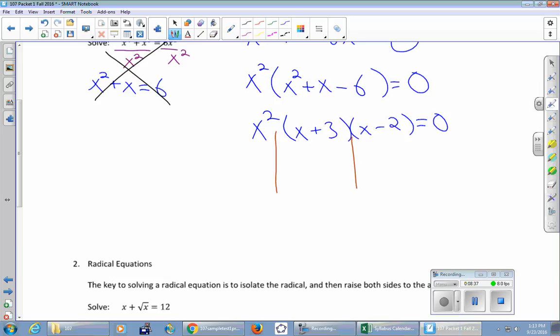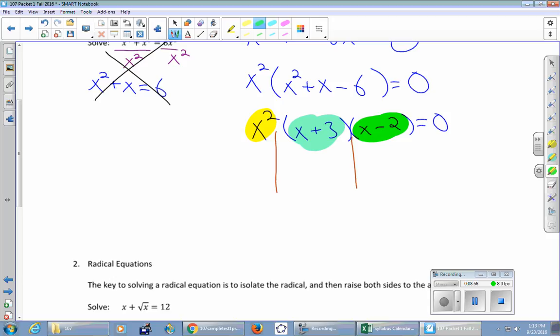Again, this is our zero product property. I am multiplying 3 things together, and I am getting 0. What must be true about one of those 3 things? One of them must be 0, right? And that's all we're going to do. We're going to write down separate equations.